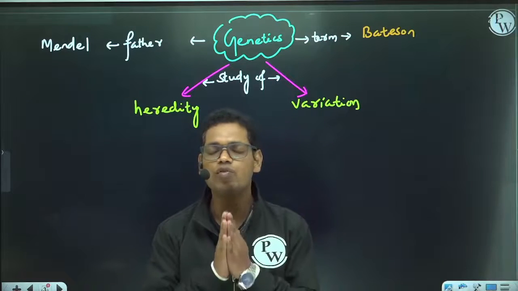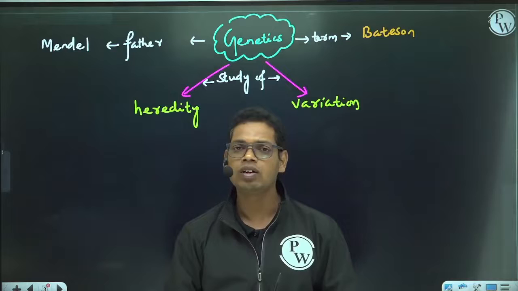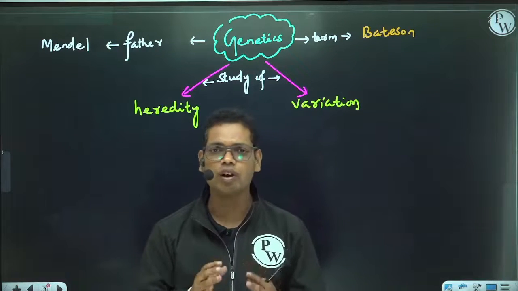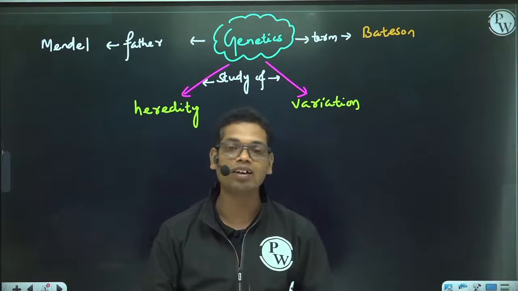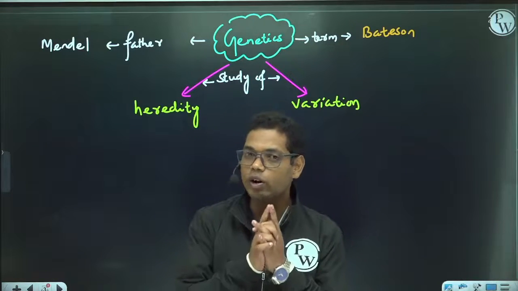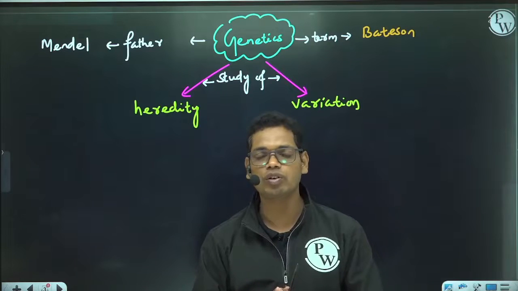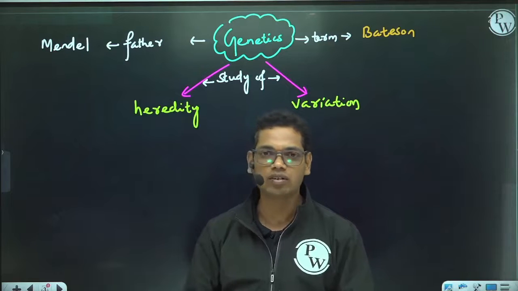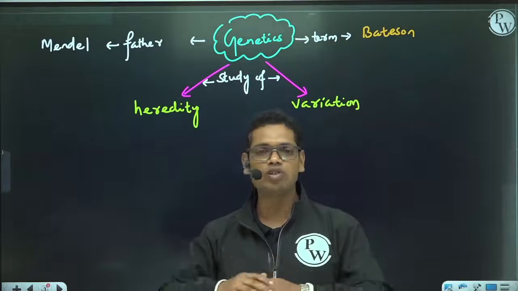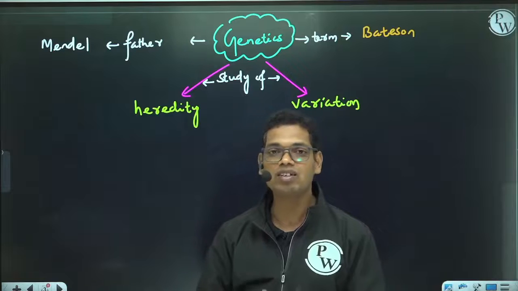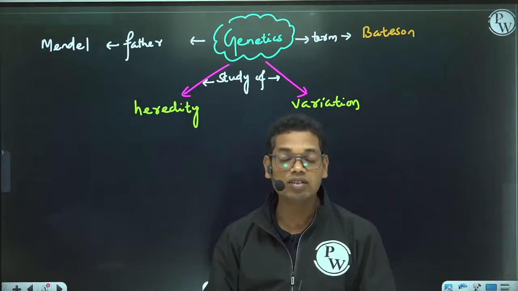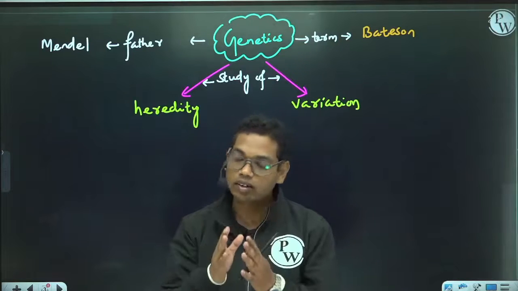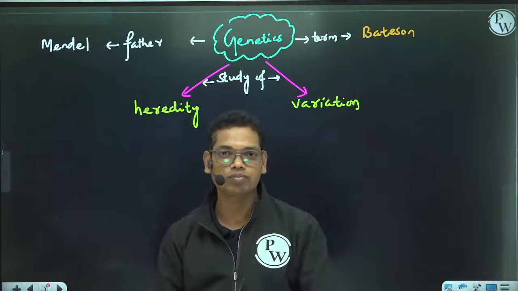Before understanding that, we must know something about character. I will discuss character in detail after a few minutes, but as of now, you should know one thing: a character may or may not be controlled by a gene. Let me give you an example. When I say drinking of wine, this is a habit, this is a character, and this character is not controlled by a gene. But when I say skin color or height, these are characters and they are controlled by genes. That is why I say a character may or may not be controlled by a gene.